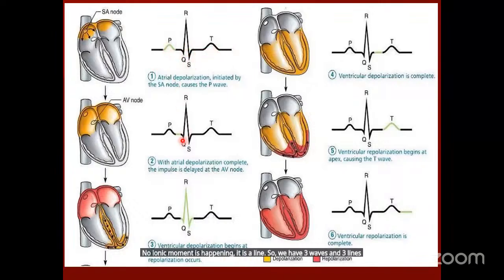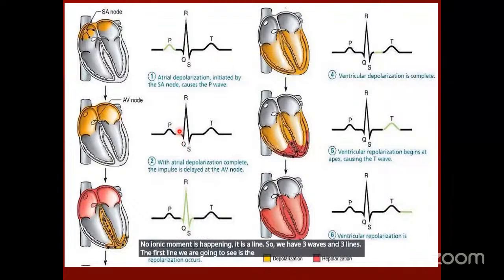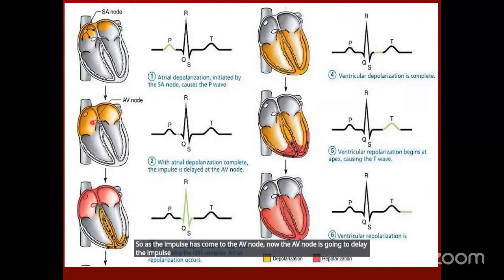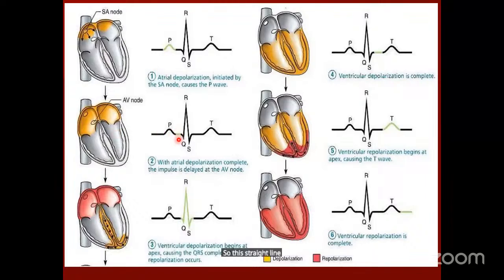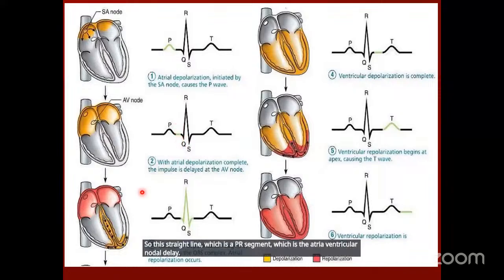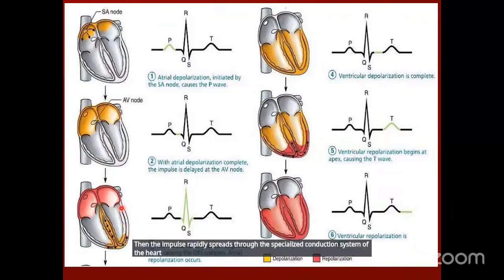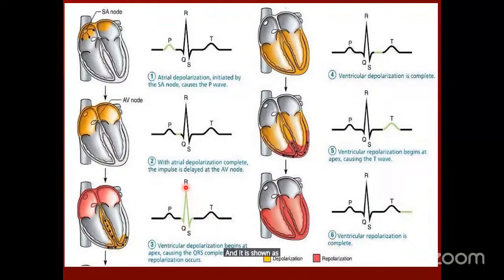The first line we are going to see is the PR segment. As the impulse has come to the AV node, now the AV node is going to delay the impulse, because it only delays the impulse. There is no ionic movement here. So this is a straight line, which is the PR segment, which is the atrioventricular nodal delay. Then the impulse rapidly spreads through the specialized conduction system of the heart and depolarizes my entire ventricular muscle cells, and it is shown as the QRS complex. So the QRS complex is ventricular depolarization.